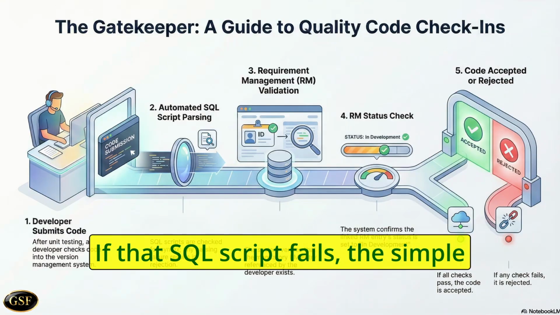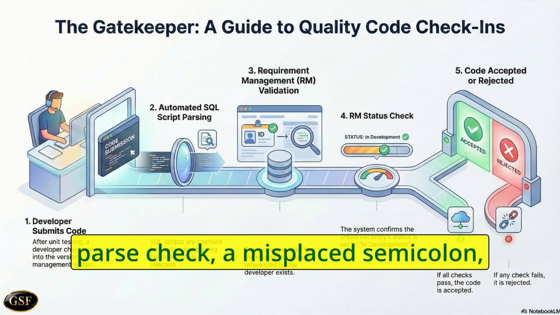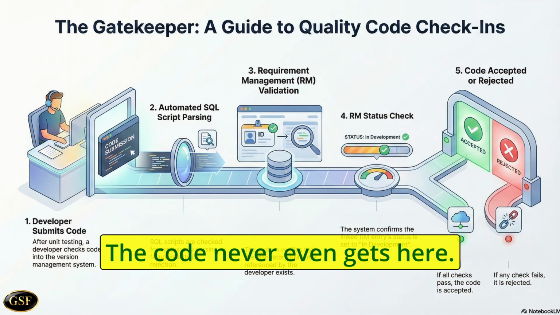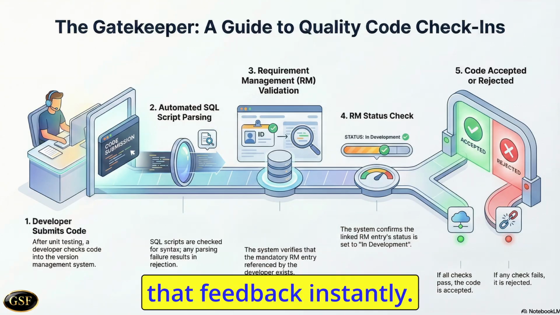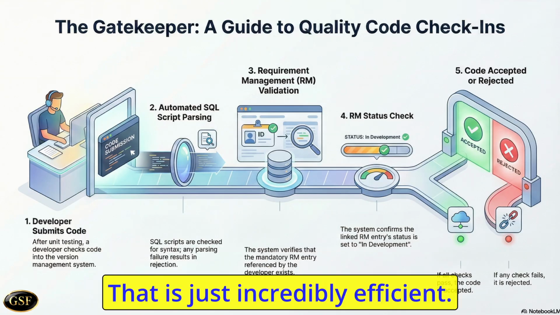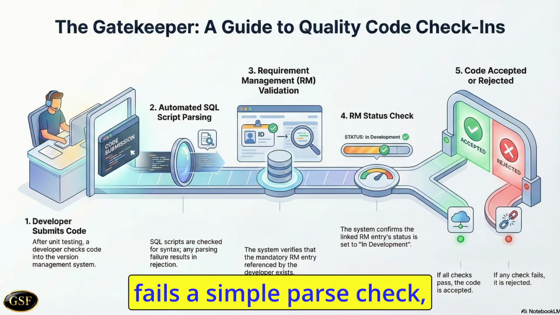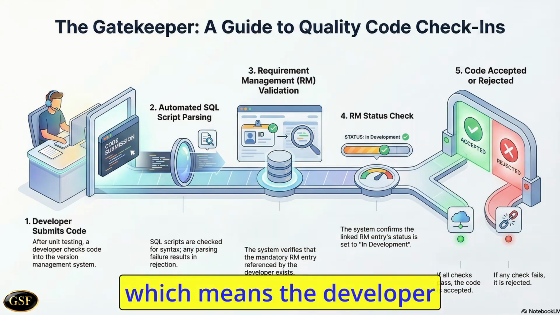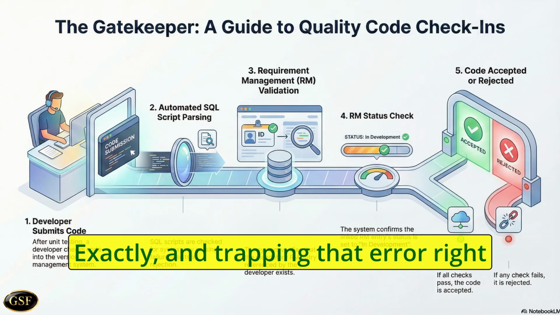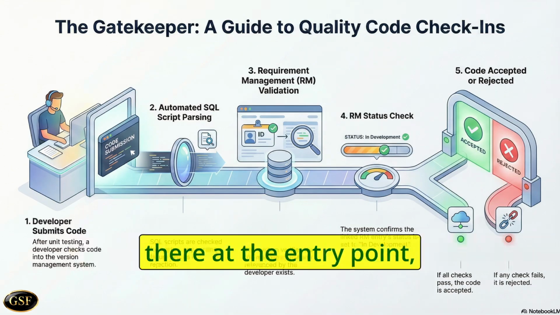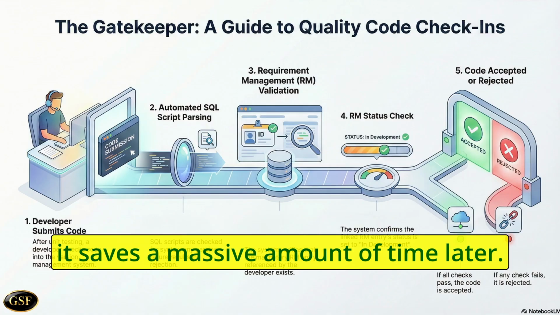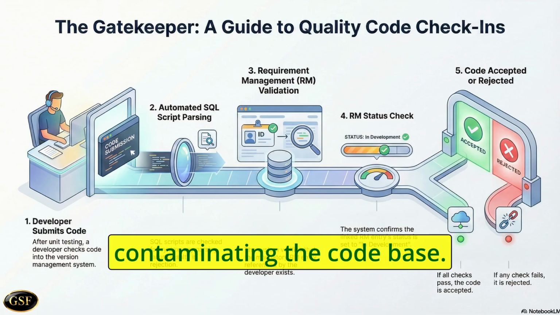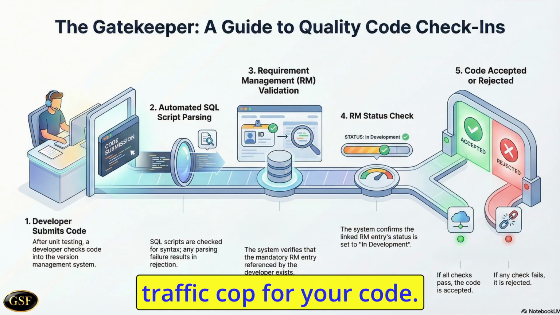If that SQL script fails the simple parse check, a misplaced semicolon, a typo in a command, the check-in is immediately refused. The code never even gets in. And the developer gets that feedback instantly. That is just incredibly efficient. Because if a script fails a simple parse check, it proves the code has syntax errors, which means the developer cannot have possibly tested it. Exactly. And trapping that error right there at the entry point saves a massive amount of time later. It prevents that flawed script from ever contaminating the code base. It's like an automated traffic cop for your code.